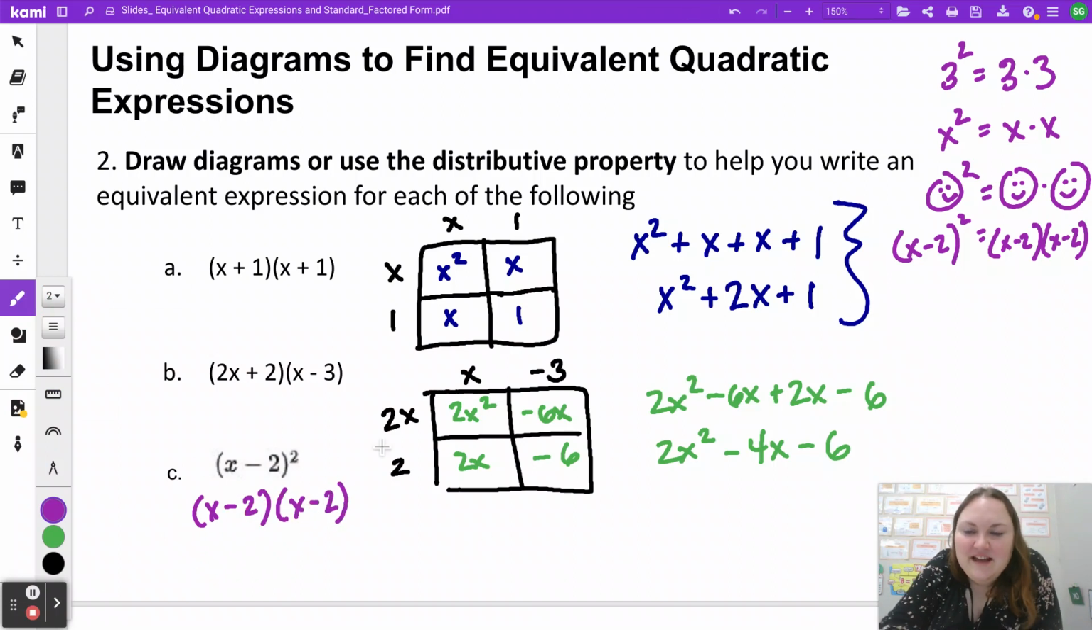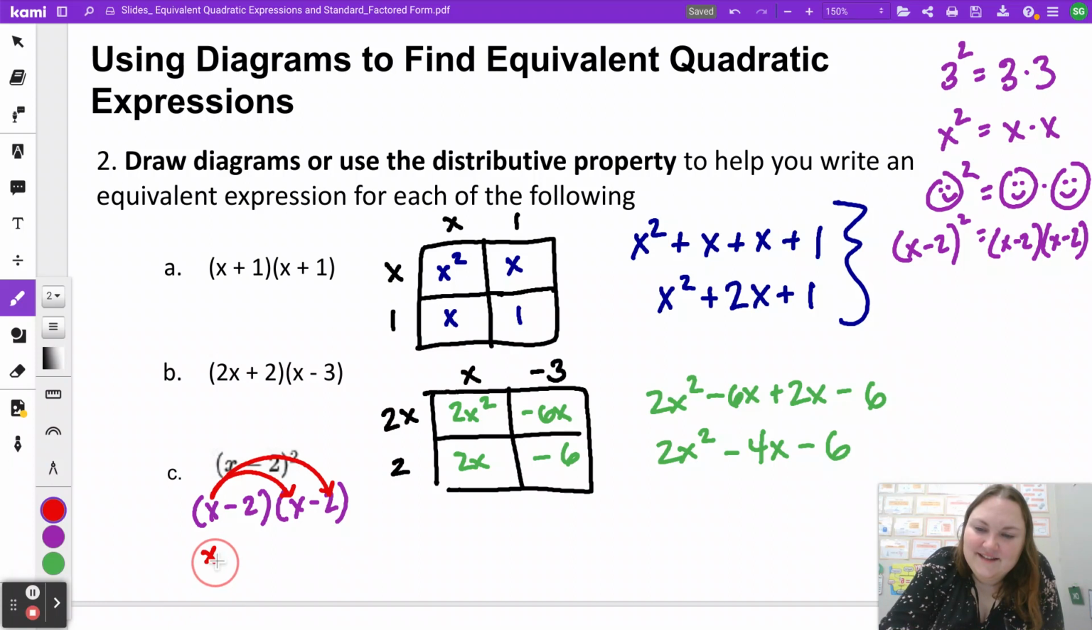I've been doing diagrams for these first two, so let's look at what this would be if you use distributive property. You could also use a diagram. It'll give you the same answer. But with distributive property, just so you can see more examples, you're first going to distribute your x. So we would do x times x and x times negative 2. X times x is x squared, and x times negative 2 is negative 2x.